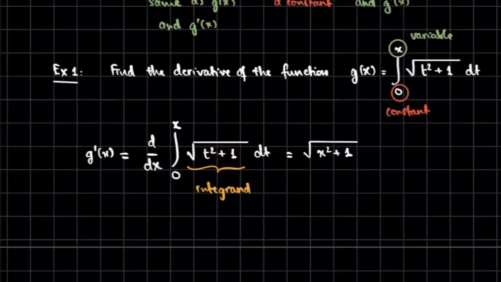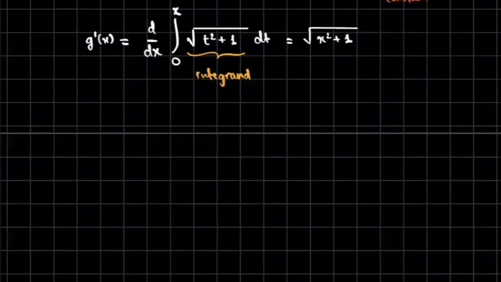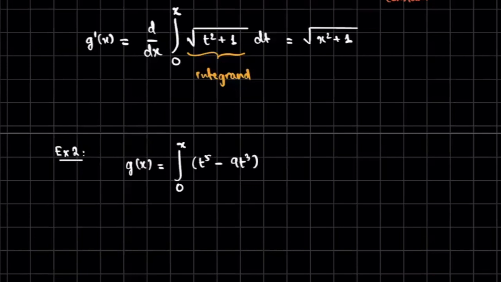Okay, so again, in a way, for the fundamental theorem of calculus, part 1, you apply derivative operator on integral operator. Everything cancels out, and you're left with just the integrand. Now we're going to move on to example 2. We have that g of x equal to the integral from 0 to x of t to the 5th power minus 9 times t cubed dt, and you would like to find g prime of x.